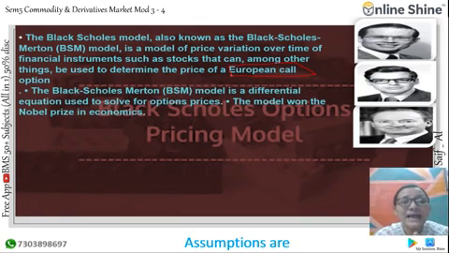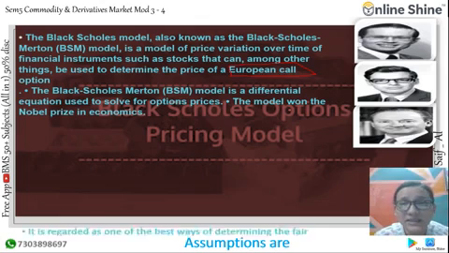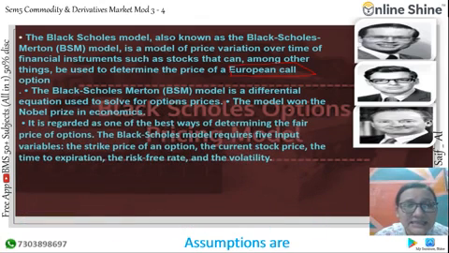Now the Black-Scholes-Merton BSM model uses a differential equation to solve for option prices. This model won the Nobel Prize in economics, and it is now agreed to be the best way of determining the price of an option. So it got the Nobel Prize.